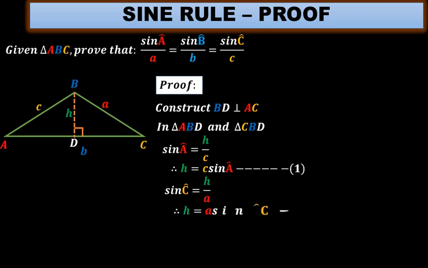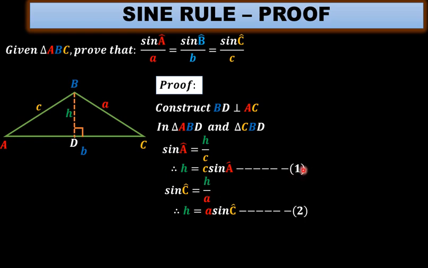Then you continue. You make H the subject of the formula. It means we are expressing H in terms of the hypotenuse and the sine of the angle in the standard position. So whatever you did here in triangle ABD, you also do in triangle CBD.